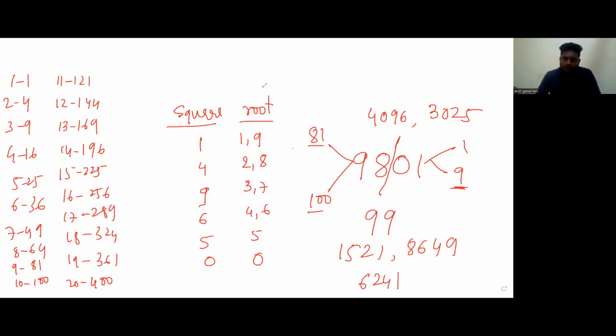Now write the heading cube root. For cube root also the trick is very similar. First we'll write the list. What is the cube of 1? 1. 2 cube is 8. 3 cube is 27. 4 cube is 64. 5 cube is 125. What is 6 cube? 6 cube is 216.